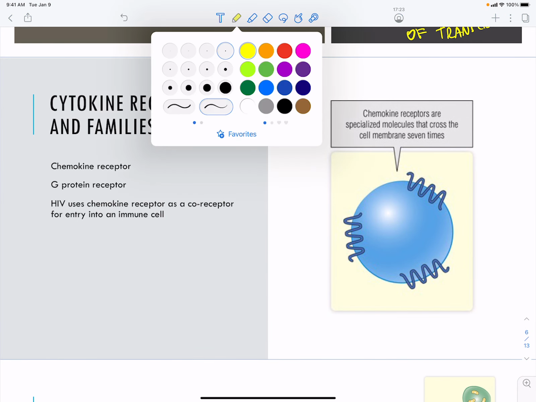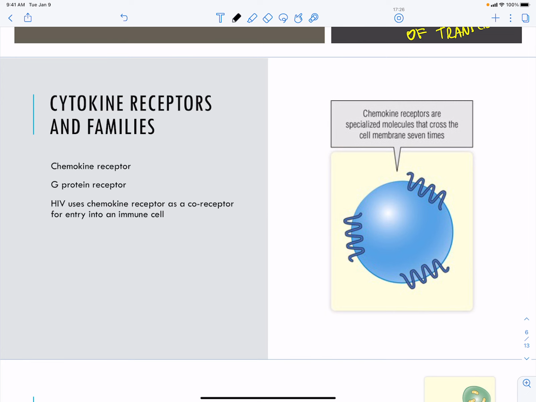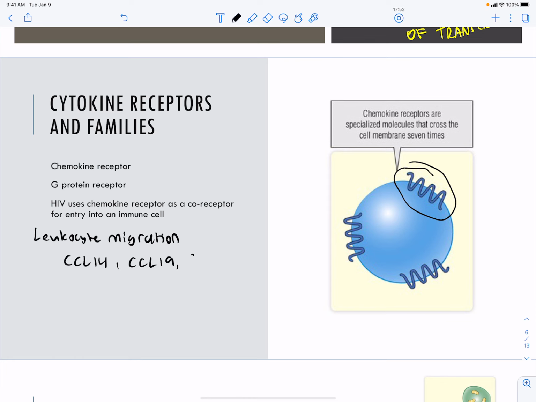Okay, so now let's just talk very briefly about chemokine. Chemokine receptors use our G protein receptors. Those are 7 transmembrane receptors, similar to epinephrine, glucagon, those type of receptors. They are going to be involved in leukocyte migration. And they have nomenclatures such as CCL14, CCL19, CCL20, CCL25. We have CCL27, CXCL12, CXCL13.